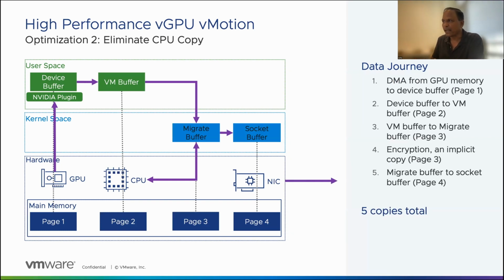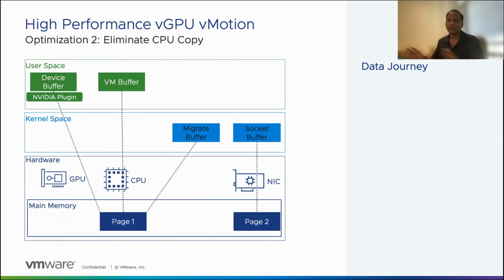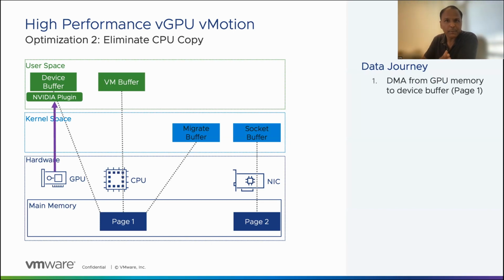And the big change that we made with 8.0 was that we eliminated many copies. Once again, if you look at the data journey, whenever we need to transfer the vGPU memory during the vMotion, we still have to do a DMA copy to the device buffer, which is still owned by the NVIDIA plugin. But now, instead of doing an explicit copy, NVIDIA hands off the ownership of this memory to the VM buffer. So you can see both of them still own the same copy. We're not making 2 copies as we did before.